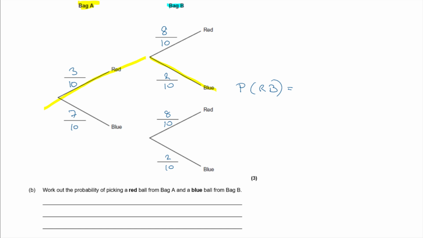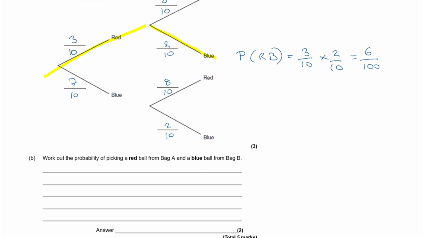So 3/10 times 2/10. 3 times 2 is 6, 10 times 10 is 100. So my answer is going to be 6 over 100. Now you never get any credit for cancelling down fractions in probability questions, so I never bother. Okay, I'm just going to leave it as 6/100ths.